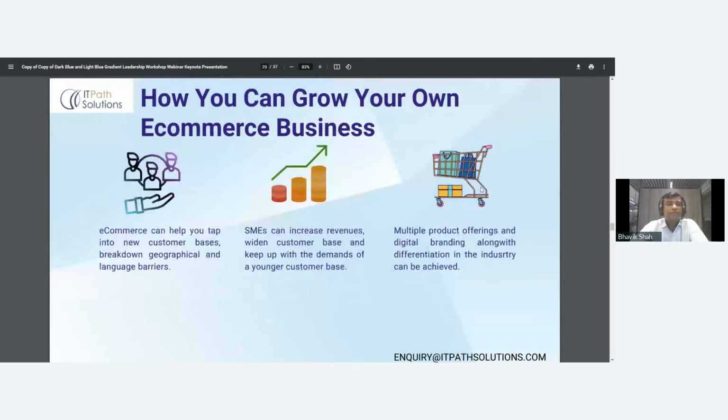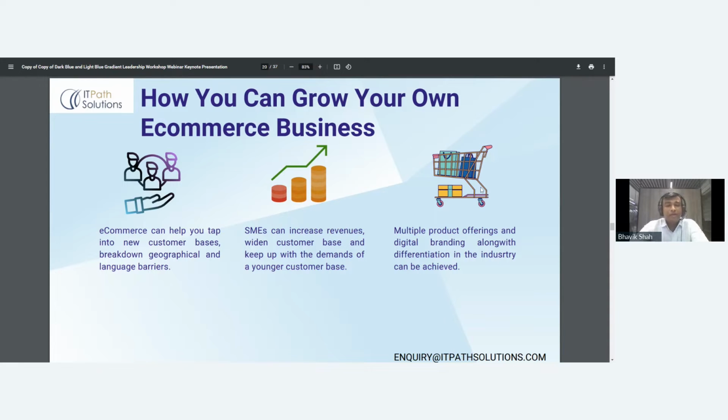Continuing on the same point, e-commerce can help you tap into new customer bases. As I told you, with e-commerce, you can get in touch with customers throughout the world. And it can also help you break the language barriers. Whether it is a website or a mobile application, you can have it in multiple languages, and users can use that platform in their own language of choice, which is a very convenient option.